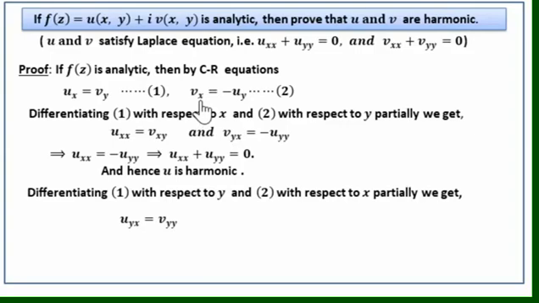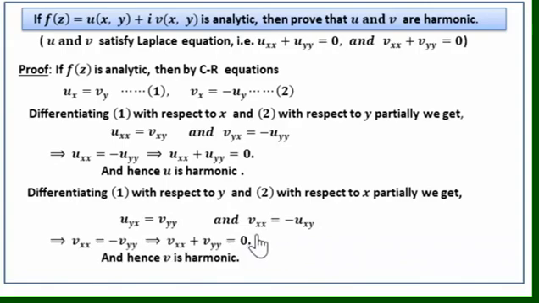So dou by dou x of vx is vxx. Right side, dou by dou x of minus uy, that is minus uxy. Now here vxx is equal to minus uxy, but we have uyx is the same as uxy, so we can write vxx equal to minus vyy, or we can write vxx plus vyy equal to 0. That is, v is harmonic.